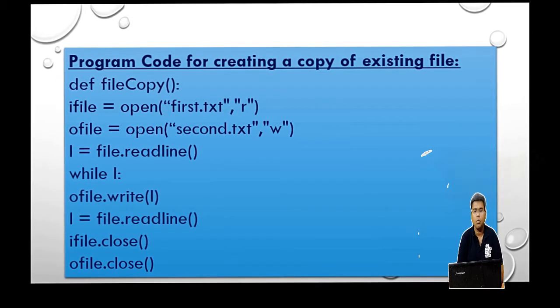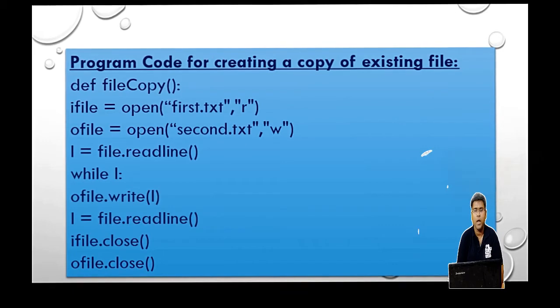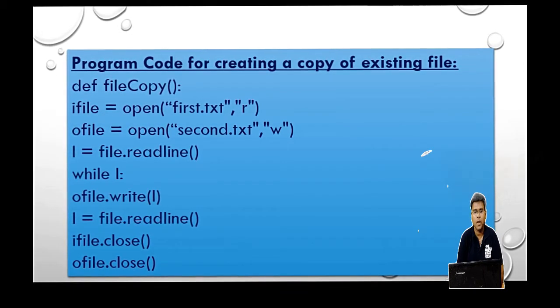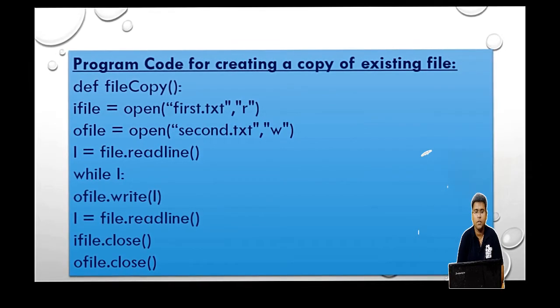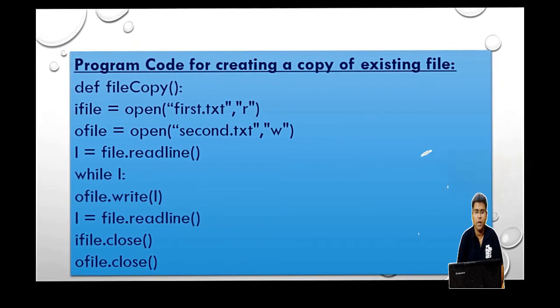Program code for creating a copy of an existing file. This is a program where we will learn how to create a copy of one file into another. So here I have created 2 objects. Number 1 is I file, input file, and O file means output file.